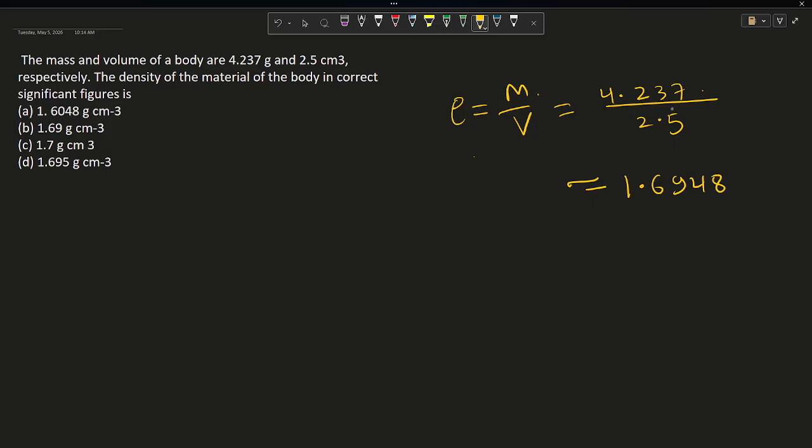Now check which one has the least digits after the decimal point, that is this one, only one digit. So you have to reduce this after the decimal point to one place. Now this digit is greater than 5, so the previous digit will be increased by 1. So the final answer will be 1.7. Right answer option C.